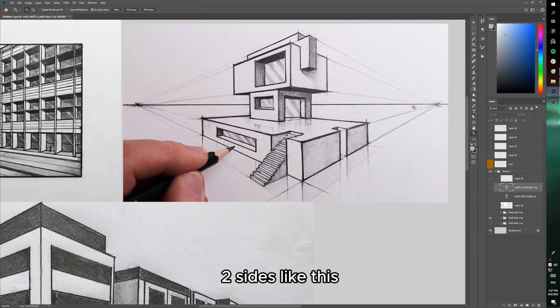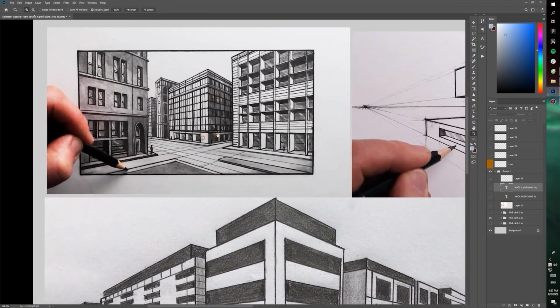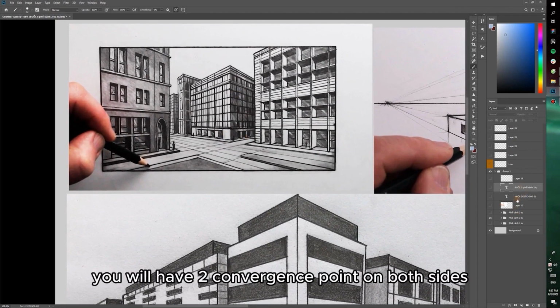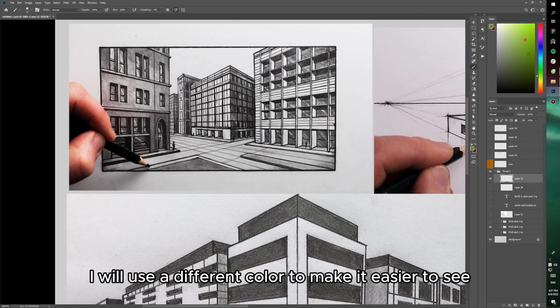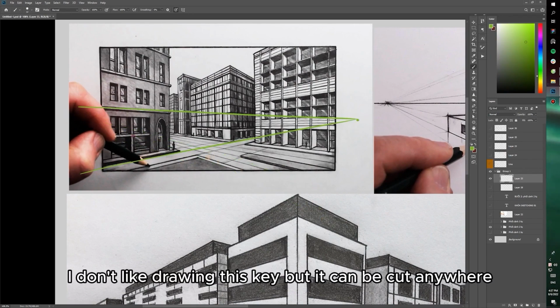Two sides like this, you can see it here. But if you connect it, you will have the convergence point on both sides. By the easy way, you guys put it back here. I will use a different color to make it easier to see. You connect them. We have a point on this side. I don't like drawing this key, but it can be cut anywhere.